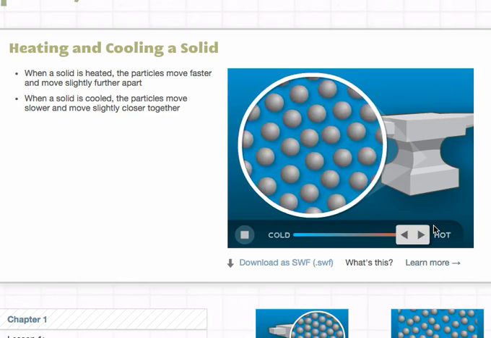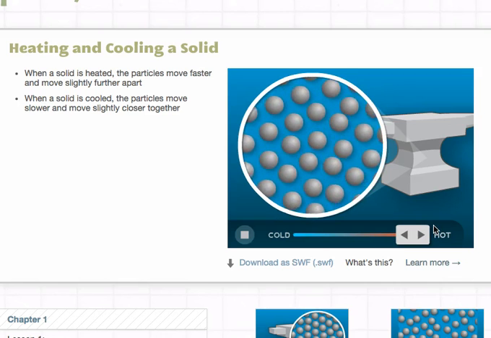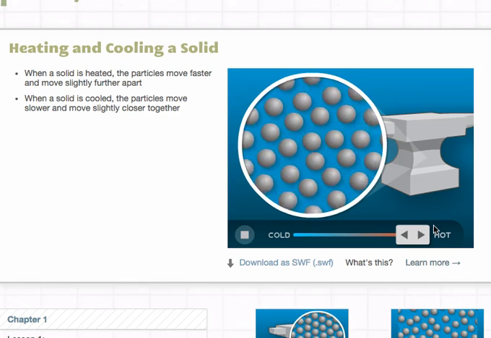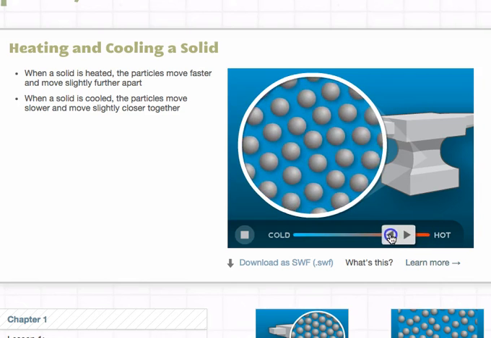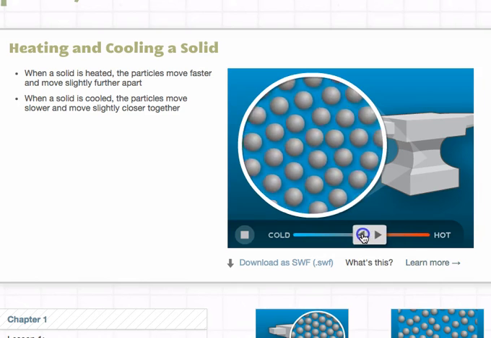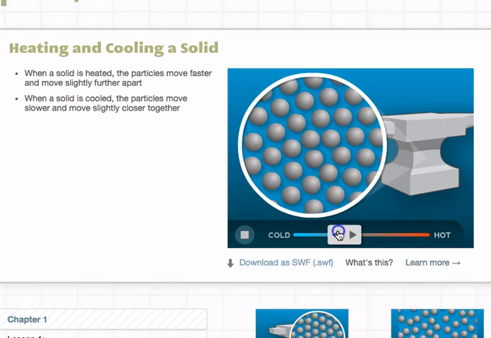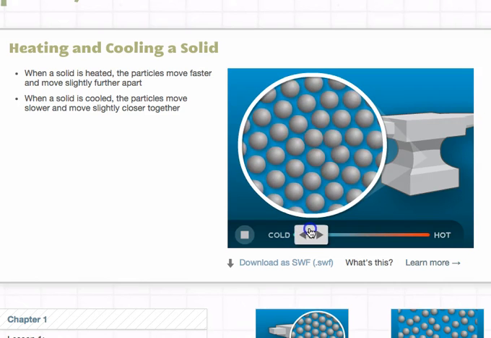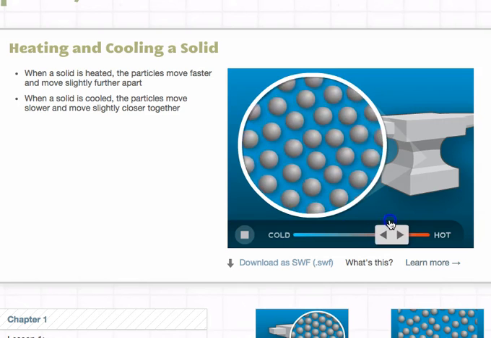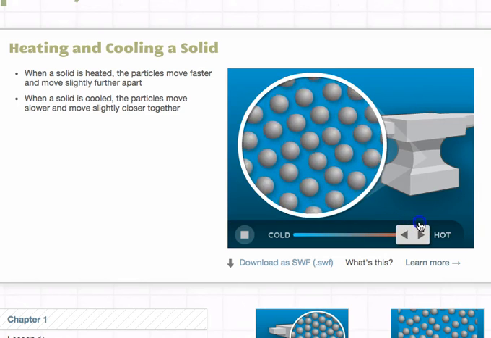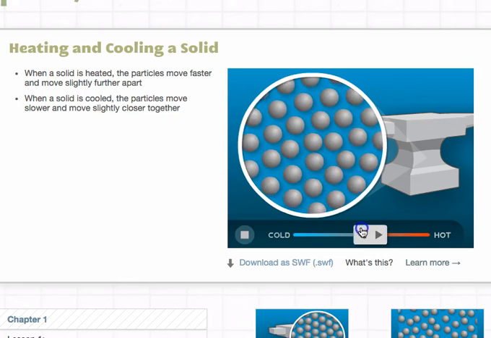So again, what is the difference between the molecular motion of a solid at a high temperature and the same solid at a lower temperature? So here's the higher temperature, and let me go back down. As I'm sliding this down, what's happening to the molecules? Again, if I go up, and then I go back down.